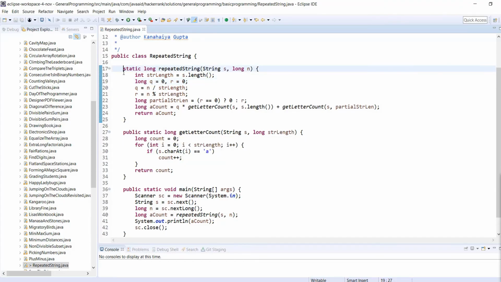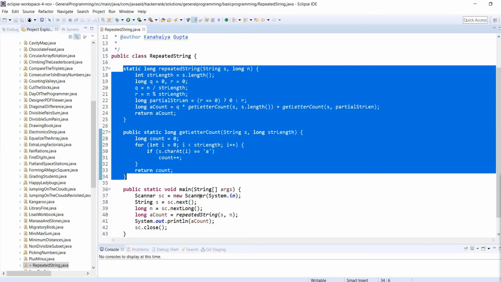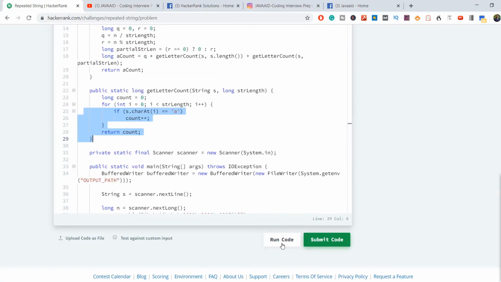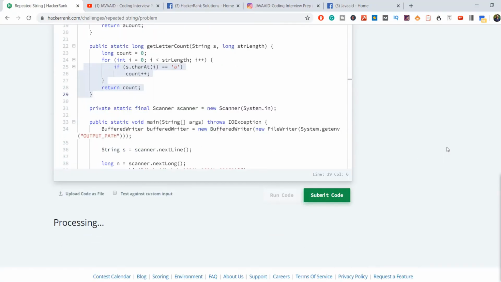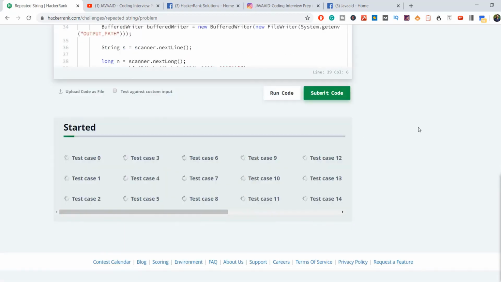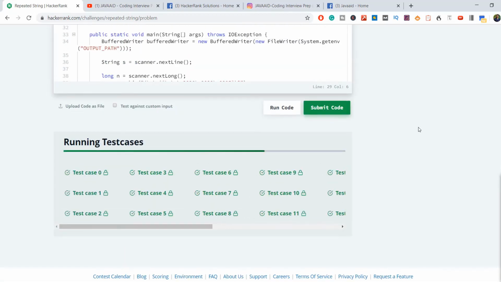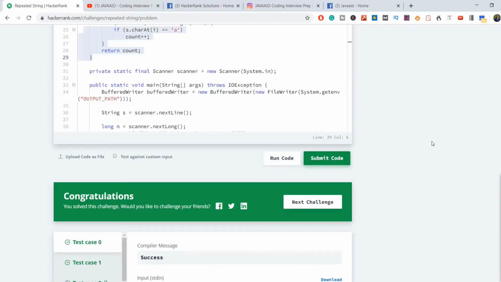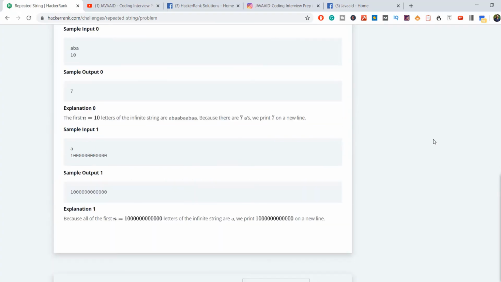So now let's try to run this example in the HackerRank platform. I'm just trying to run this example in the HackerRank platform, guys. Sample test case got passed. Congratulations, guys, all test cases got passed. I hope you have got the idea how we have solved this problem.